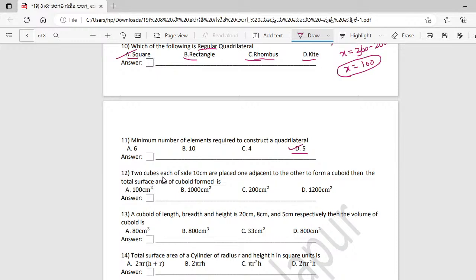Two cubes, each of side 10, are placed one adjacent to another. Adjacent means nearby, together, to form a cuboid. When I place the cubes, it looks like this. Like for example, let me complete that figure.